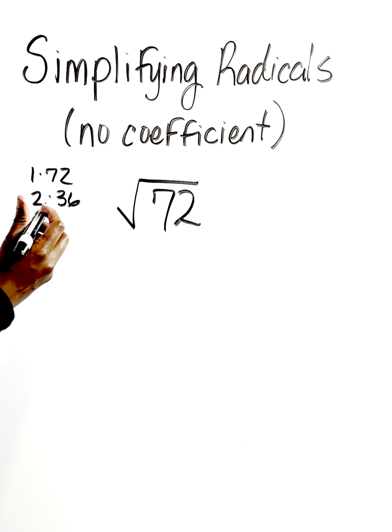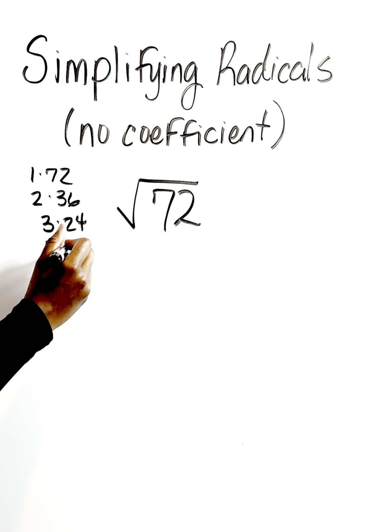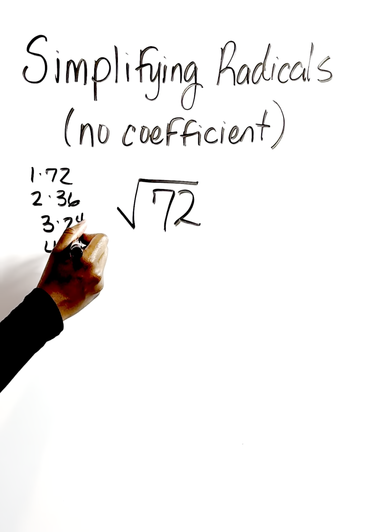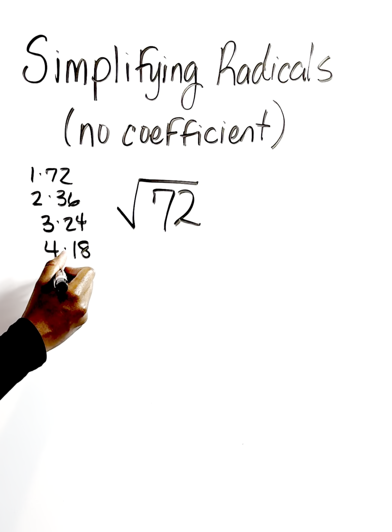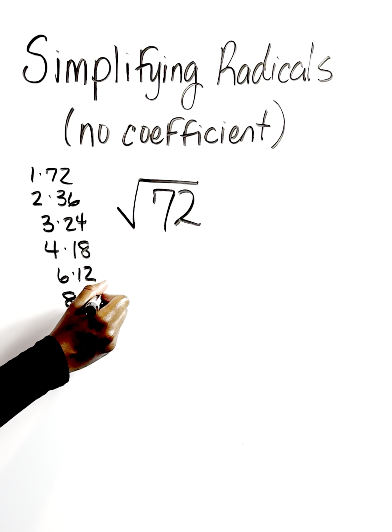3 times 24. 4 times what? 18. 5 doesn't go. 6 times 12. 7 doesn't go. And then 8 times 9.